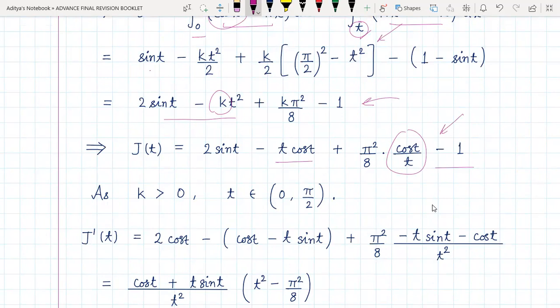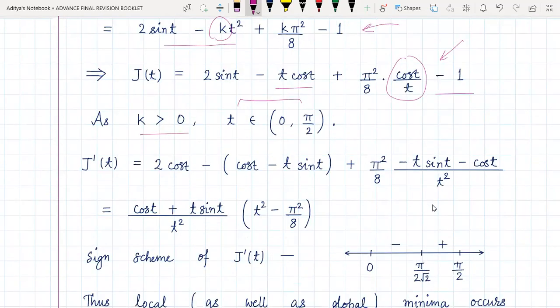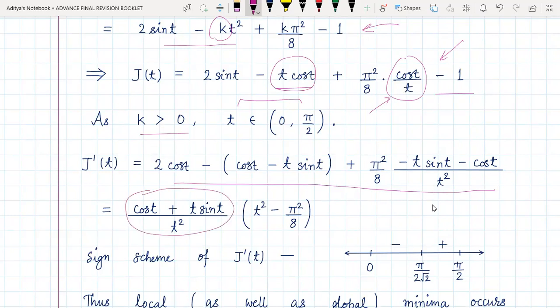And of course, since k is greater than 0, we can easily observe that t would lie from 0 to pi by 2. Okay. So J prime t now we are going to find. So J prime t comes out to be this quantity. Very simple differentiation using product rule and quotient rule, and rearranging, we are able to see that cos t plus t sine t by t square can be taken as common. The reason is this will become cos t plus t sine t, and this is also cos t plus t sine t once negative is taken out common. So that we have taken out common, but t square was in the denominator, that also we have taken out common. So inside we'll be left with this.